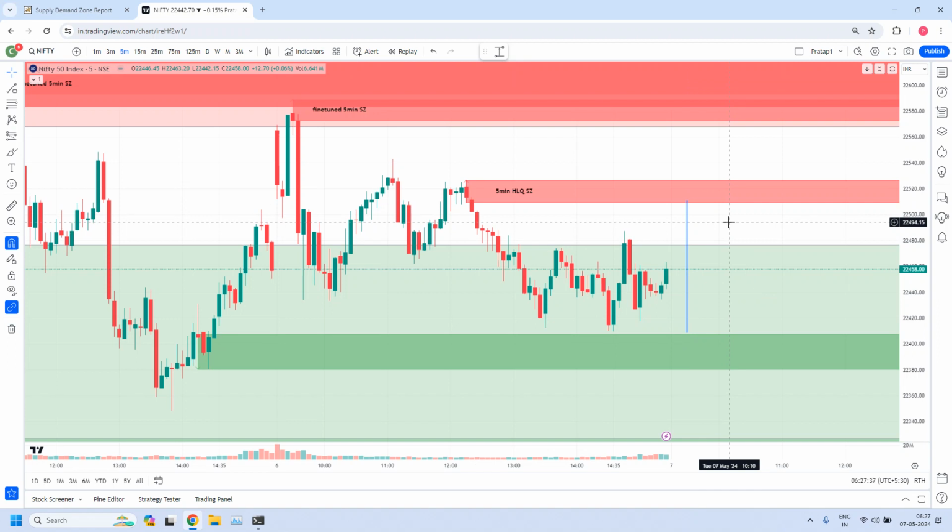Okay, this is about Nifty analysis based on yesterday's price action. Hope this information will be useful to you for your further study and analysis.